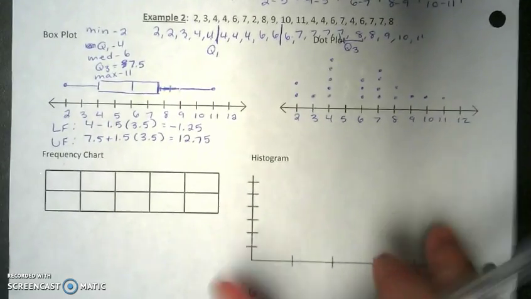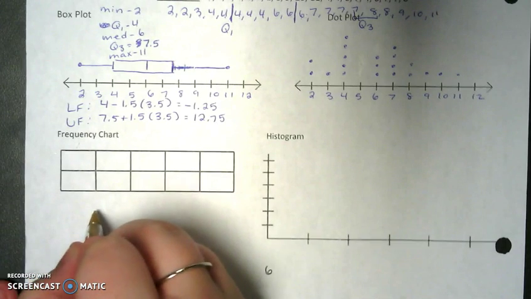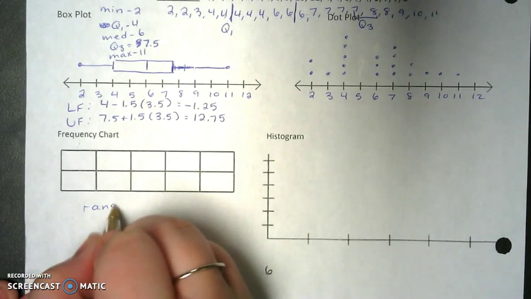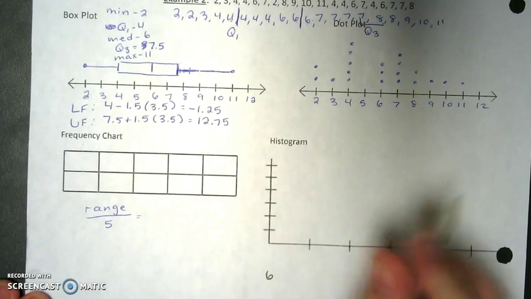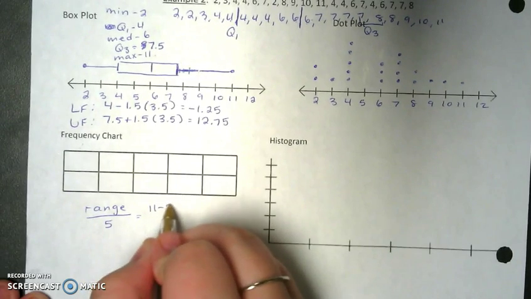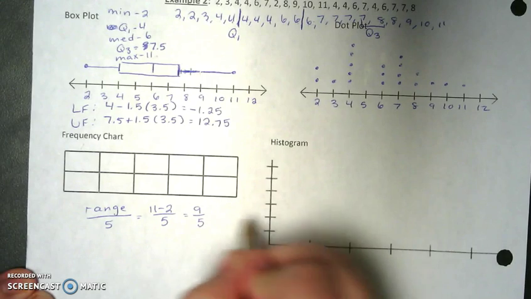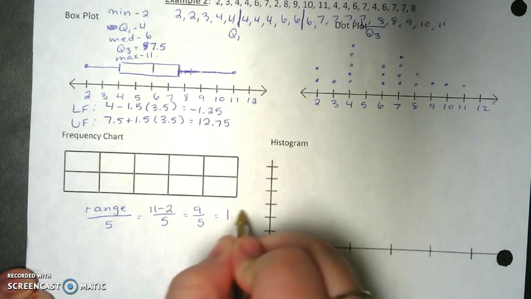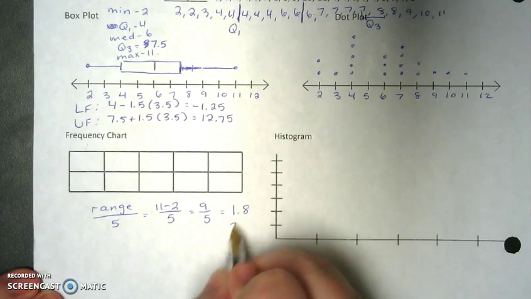So I'm going to go ahead and give you the bins. We're going to calculate the bin size first on the next one. So again, we're going to take the range divided by 5 in this case. So our range is 11 minus 2, which is 9, over 5, which is 1.8. So again, we round it up to 2. So our bin size is 2.